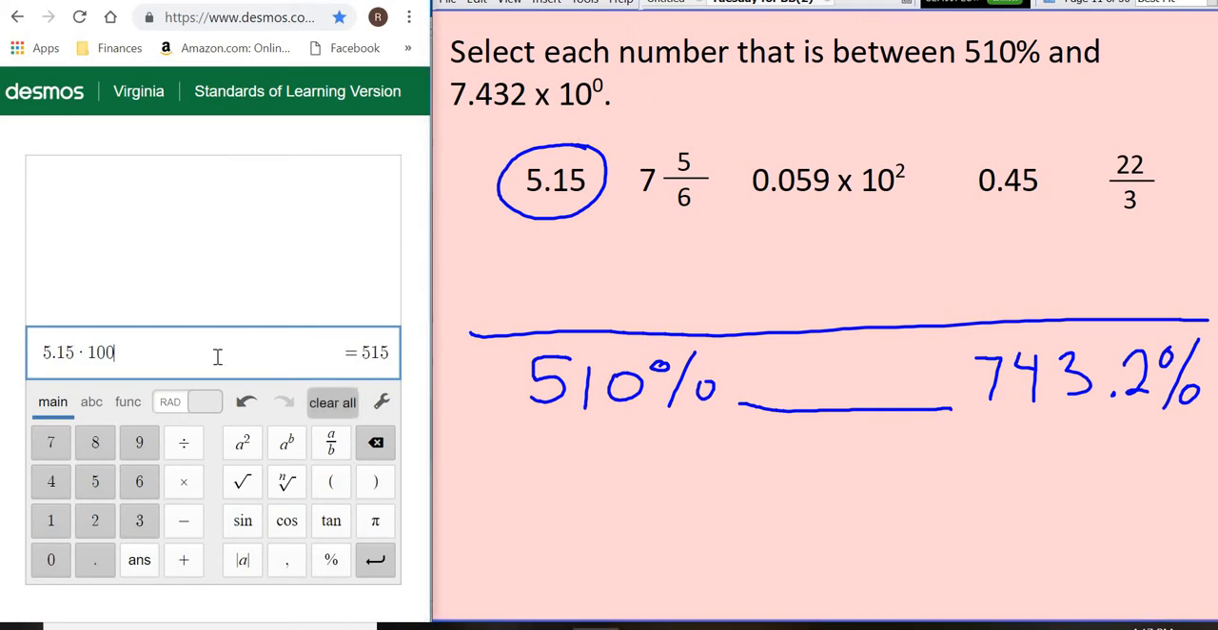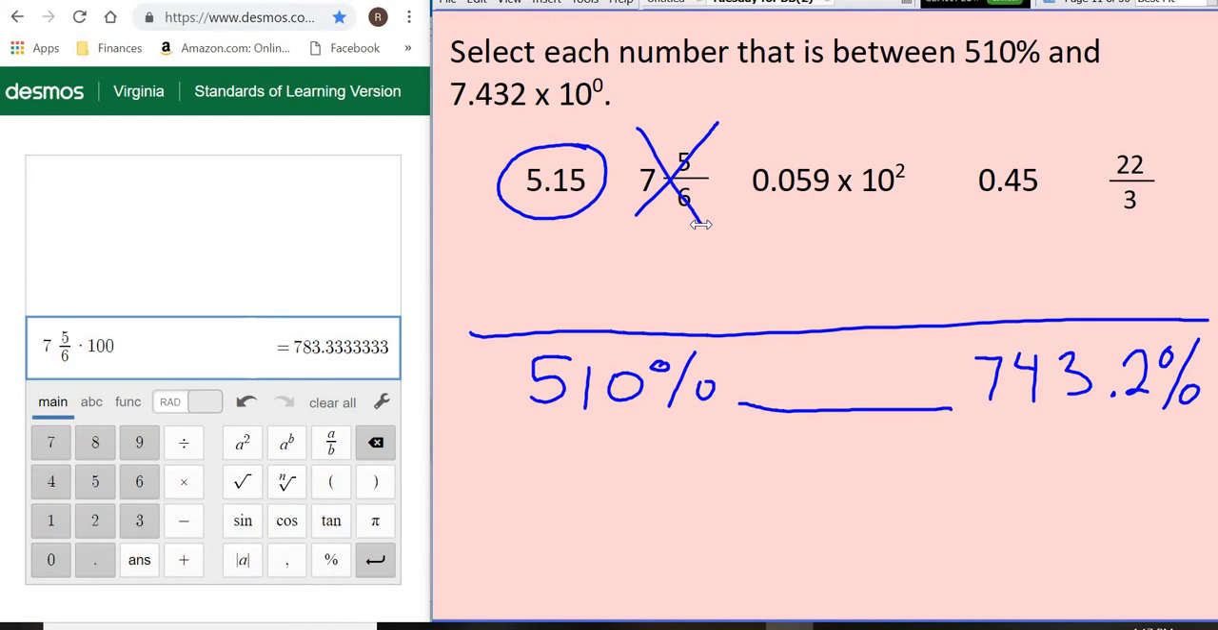So I'm going to go on to the next one. So I'm going to put in a 7. I'm going to hit my space bar and put in 5 divided by 6. Then I'm going to click and do times 100. And that gives me 783.3%. And that is too big. So we're going to cross that out. And then we're going to go on to the next one.